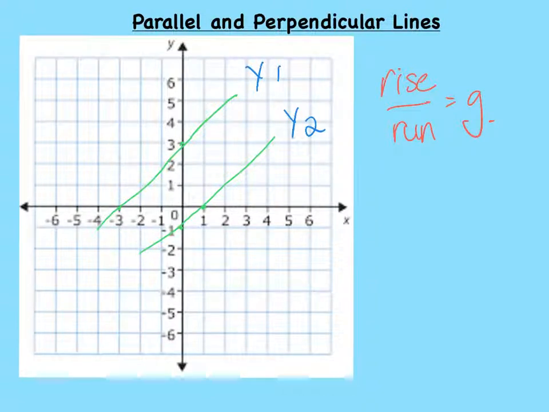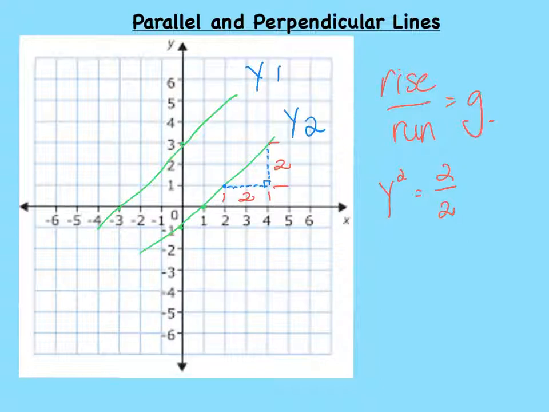So if we start here to make our right angle, we can establish that between here and here our run is 2, and between here and here our rise is 2. So therefore line 2 tells us that their rise over run is 2 over 2.